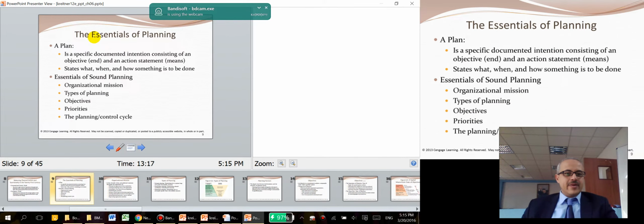Next, we're talking about essentials of planning. What's a plan? A plan is a specific, documented. You guys know the word documented? If it's not written, it's not a plan, right? Intentions consisting of an objective, which is an end, and an action, which is a means. And it states what, when, and how something will be done.